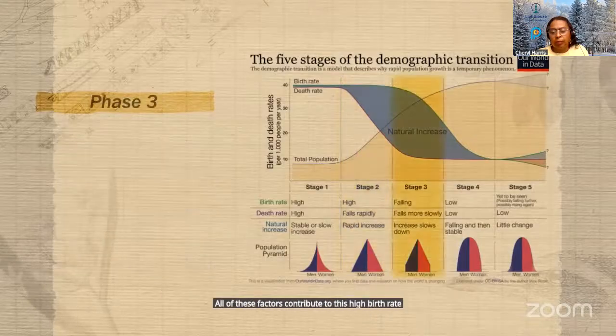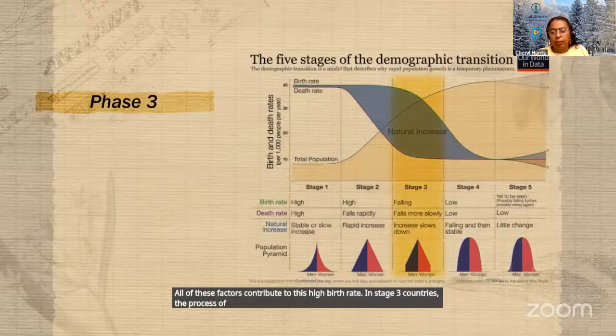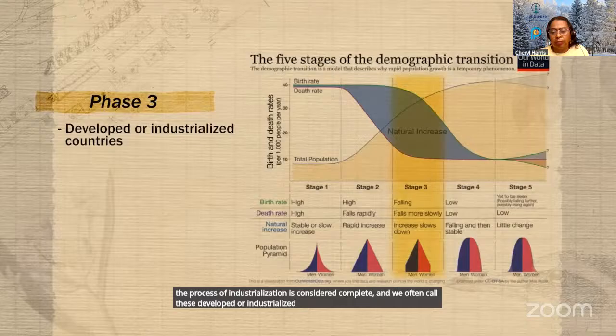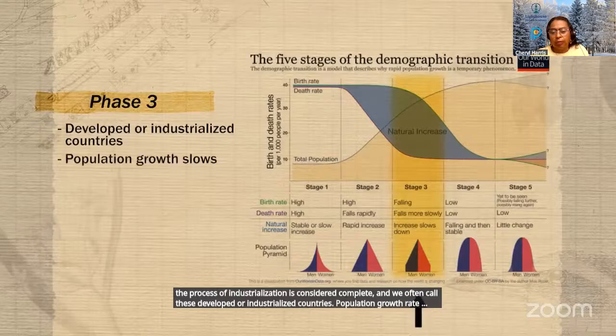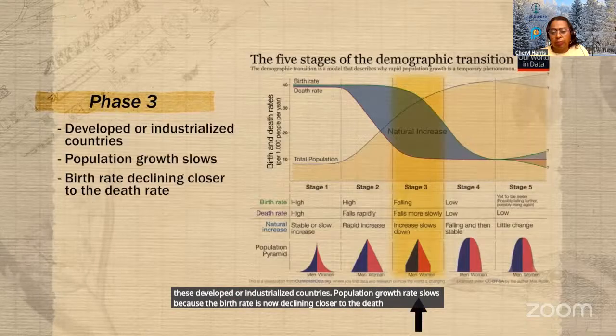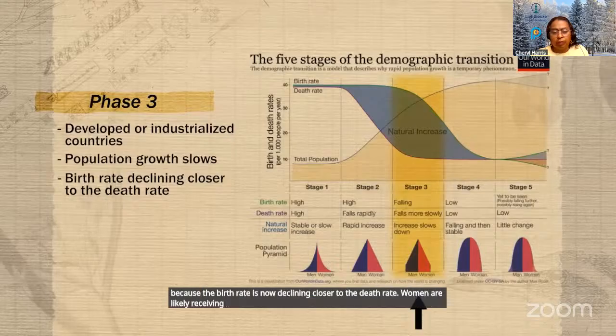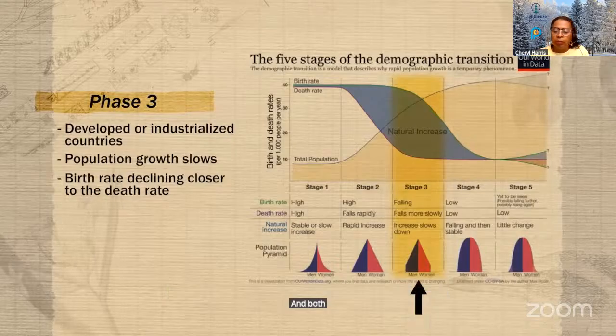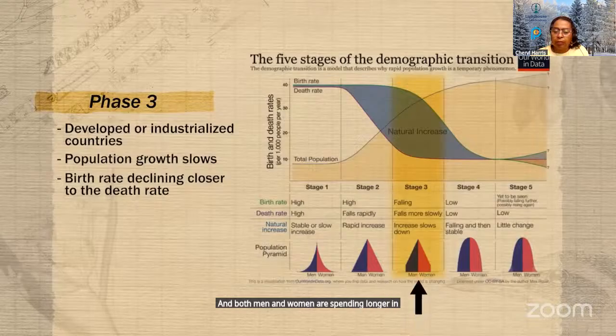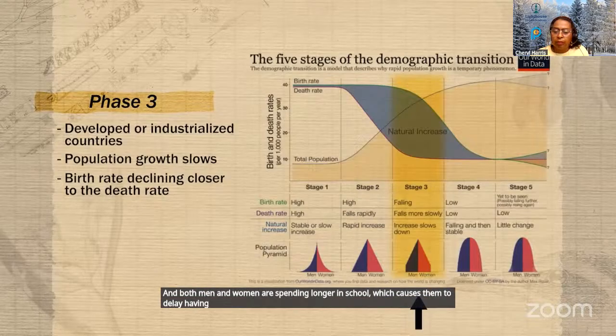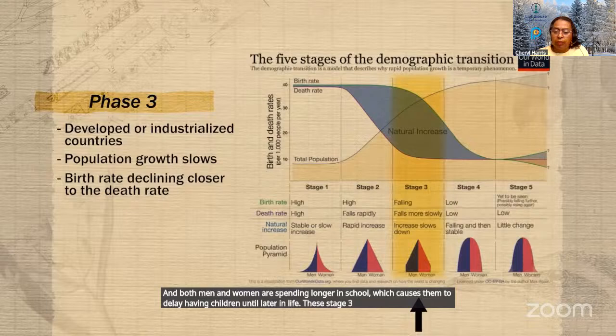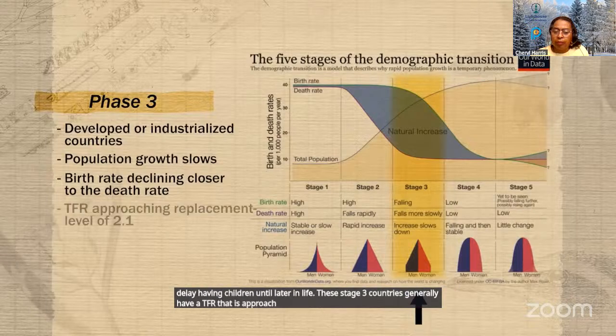In stage 3 countries, the process of industrialization is considered complete, and we often call these developed or industrialized countries. Population growth rate slows because the birth rate is now declining closer to the death rate. Women are likely receiving increased educational and career opportunities, and both men and women are spending longer in school, which causes them to delay having children until later in life. These stage 3 countries generally have a TFR that is approaching the replacement level of 2.1.